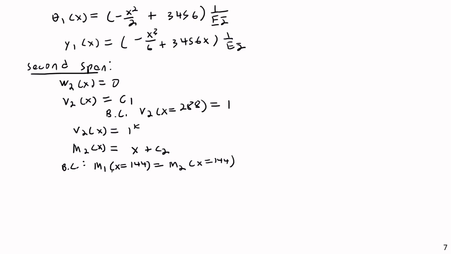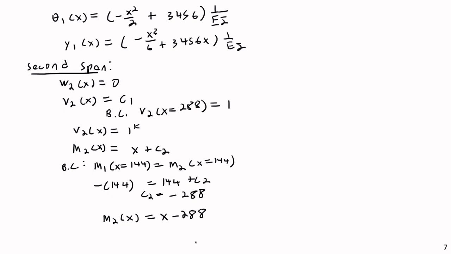And so, putting this in there, M1 at x equals 144, we know that M1 is equal to negative x, so negative 144 equals 144 here plus C2. So therefore, C2 is equal to negative 288. So M2 as a function of x is equal to x minus 288.